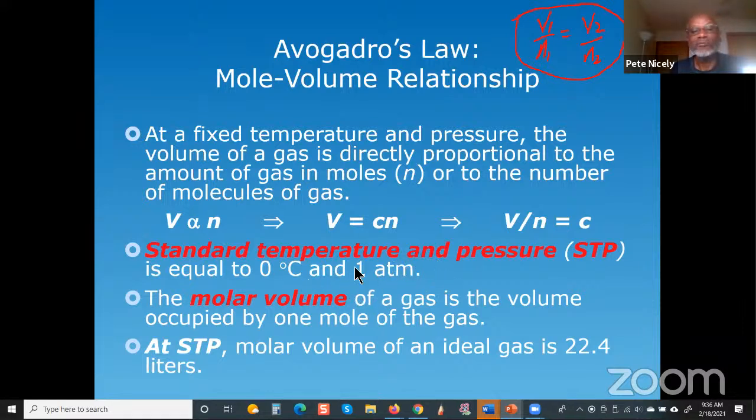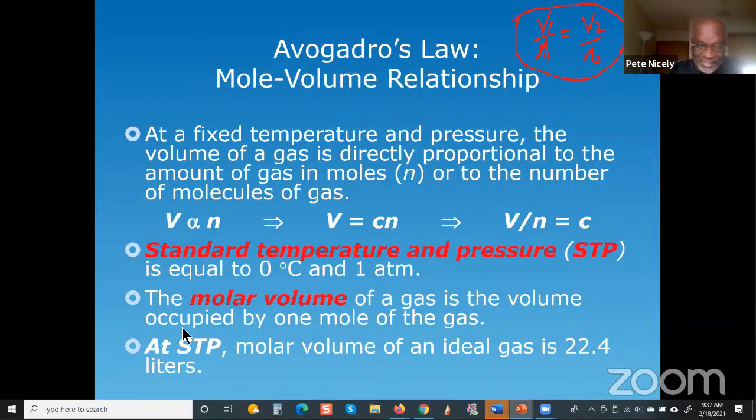Also, I want to reintroduce to you the concept of molar volume, right? Which by definition is the volume occupied by 1 mole of a gas, all right? And it turns out that under STP conditions, the molar volume of an ideal gas is equal to 22.4 liters, all right?